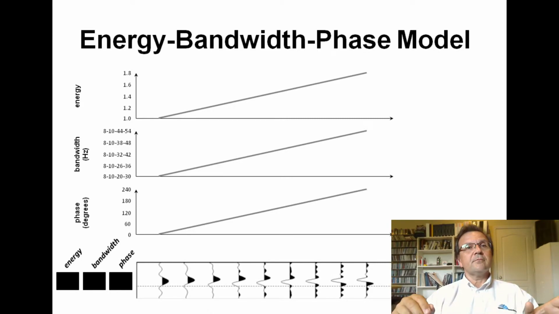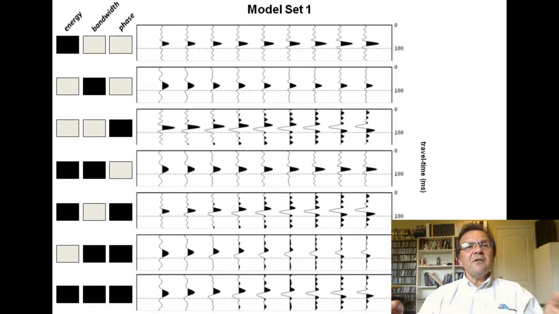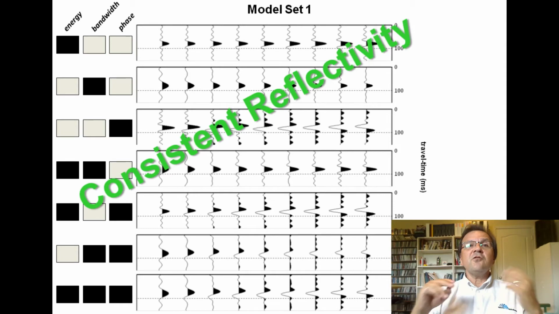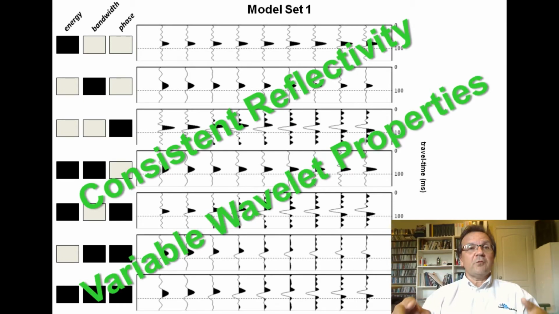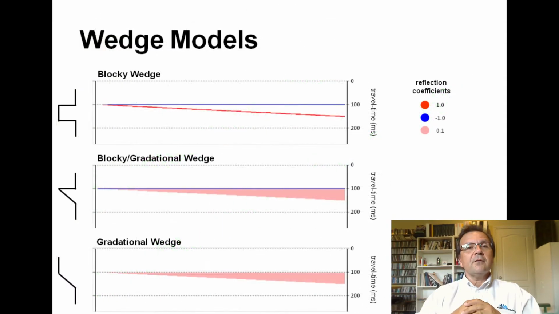So when examined as a set, these 7 models illustrate sensitivity of attributes to effects of processing with no tuning effects, that is, constant geology, variable wavelet properties. The second model set flips the variables.